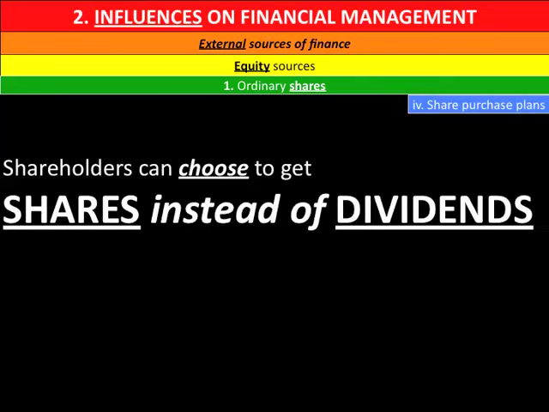The fourth way is a share purchase plan. What some shareholders do is they can choose to get shares instead of dividends. This often happens with executives. Rather than getting a dividend one year, where they say, all right, here's your $10 million dividend, the business can say, look, here's $10 million worth of shares.